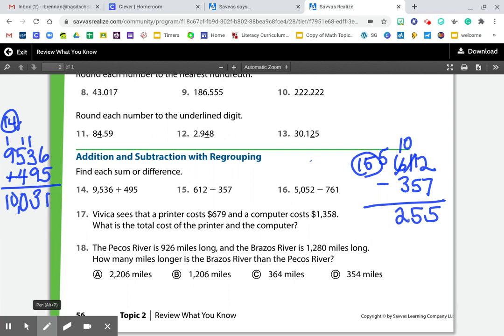And check your work on a calculator in this lesson. But don't do it on a calculator. You need to learn how to do this without a calculator. But you absolutely can check your work on a calculator.